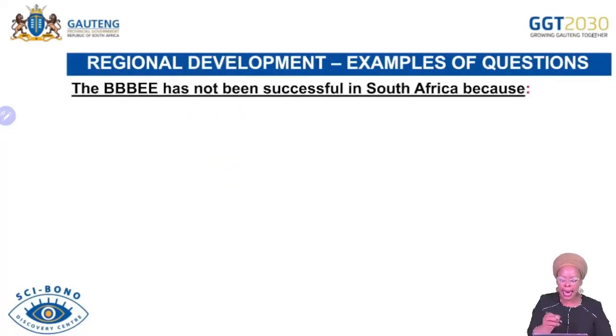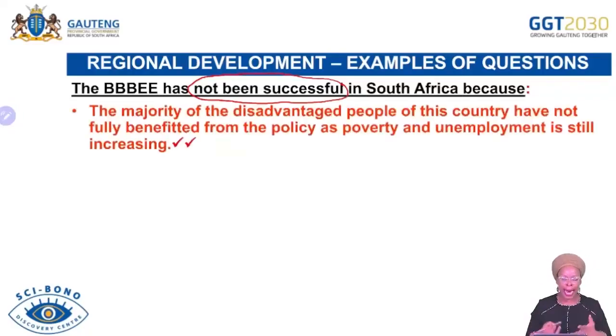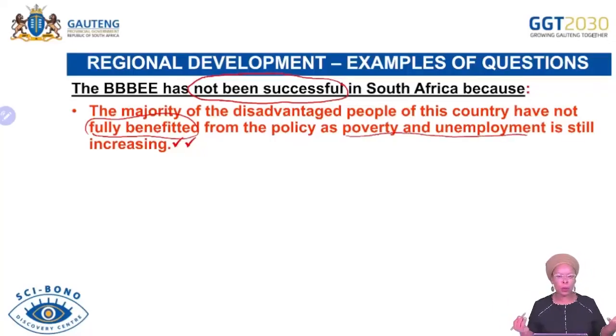Let's look at areas where BEE was not successful. One of you is saying, but ma'am, I never saw those successes. If you have only the negatives about triple BEE, then it's better to write them. But you need to give us 4 if you only saw negatives or disadvantages only. Some people can say the majority of the disadvantaged people of this country have not fully benefited from the policy. Why? You must elaborate. Because poverty and unemployment is still doing what?